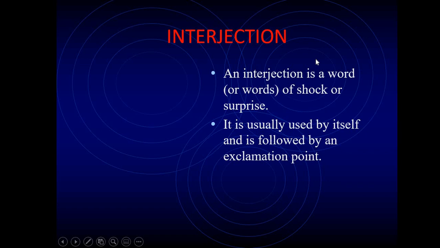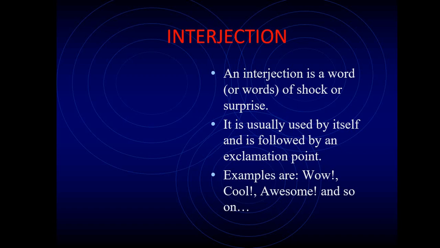Now, an interjection is a word that has no grammatical relationship to the sentence. They don't have any grammatical relationship with the sentence, like the relationship between a subject and a verb, or an object with a verb, or an object of a preposition. There is no connection between the interjection and the rest of the sentence. It means we can keep them and the sentence makes sense, and if we omit them, the sentence also makes sense. Examples are wow. Wow is an interjection. We put wow and an exclamation mark and then continue the sentence. Others are cool, awesome, and so on. My goodness, my God, etc.